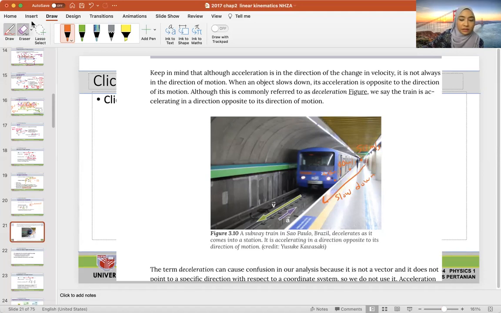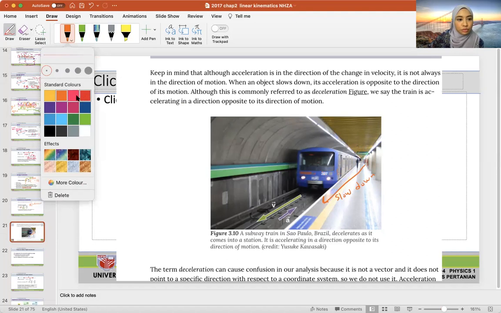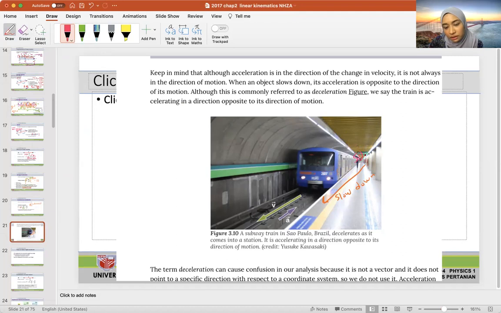Kenapa saya pakai warna oren? Tak tahu lah. Tak nampak. Sekejap. Let's use pink. Will it show? 50. Tak nampak juga. Apalah. Okay, 50 and then 40 and then 30. Tak berhenti lagi ni. 20 and then 10 sampai it goes to 0 meter per second.